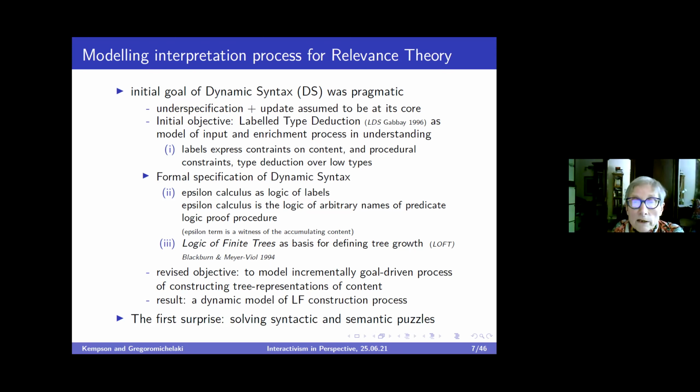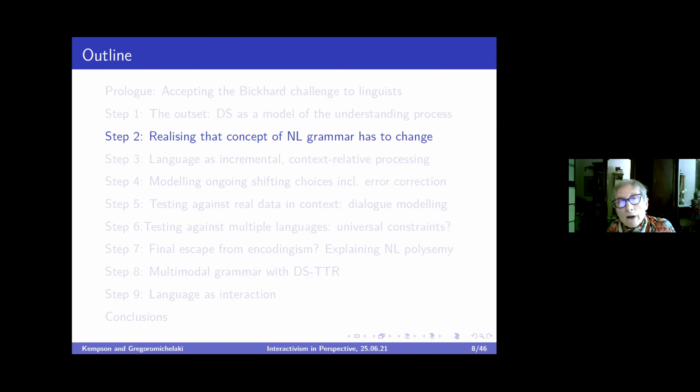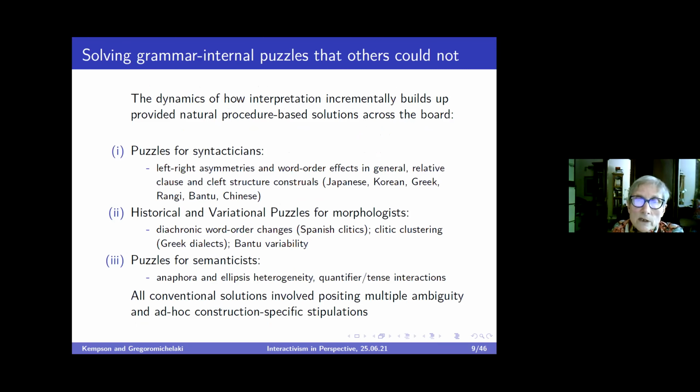And that made us realize that we were on the cusp of having to argue for a really radically new concept of natural language grammar. Now, the reason for this was because just look at the puzzles that we could explain. We found ourselves naturally having completely natural explanations of what were taken by other people to be puzzles, in virtue of reflecting the dynamics of how interpretation is incrementally built up.